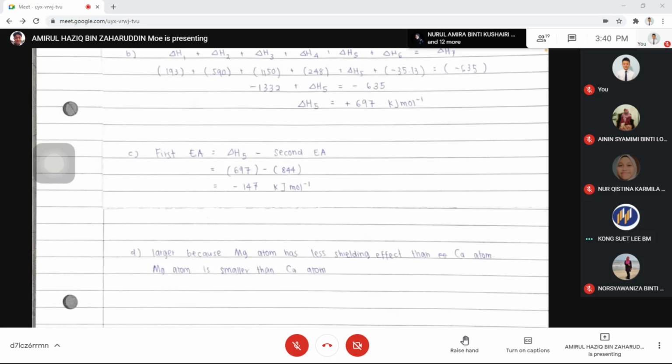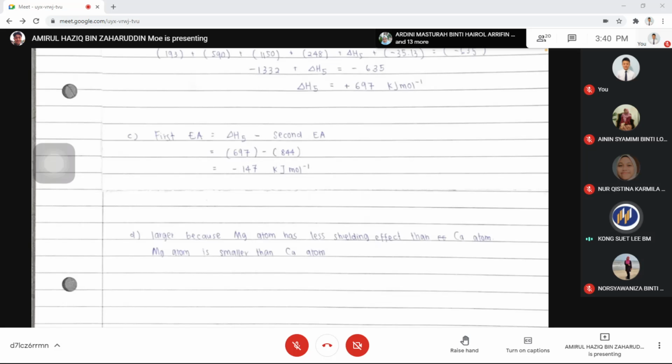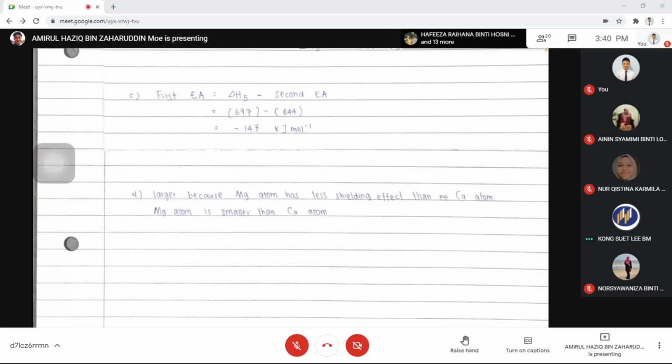We know that delta H5 equals electron affinity 1 plus electron affinity 2, because at delta H5 the first oxygen gains an electron to become oxygen negative for electron affinity 1, and for the second, oxygen to oxygen 2 negative. So we substitute the value and we get the first electron affinity is negative 147 kilojoule per mole. And for D, okay, good.